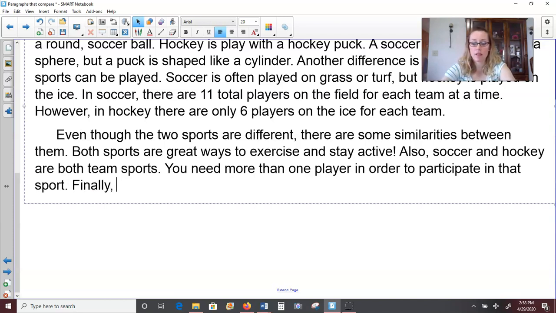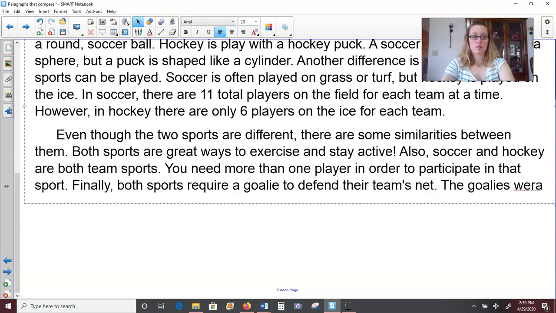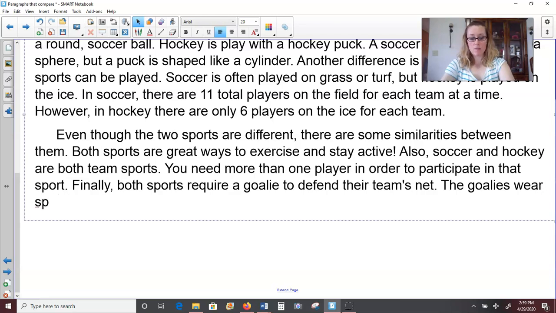So I might say, finally, both sports require a goalie to defend the net. So a goalie is required in both sports. Finally, both sports require a goalie to defend, how about I say, their team's net. The goalies wear, oh my gosh, I really cannot type. Special protective gear in both soccer and hockey, especially in hockey.